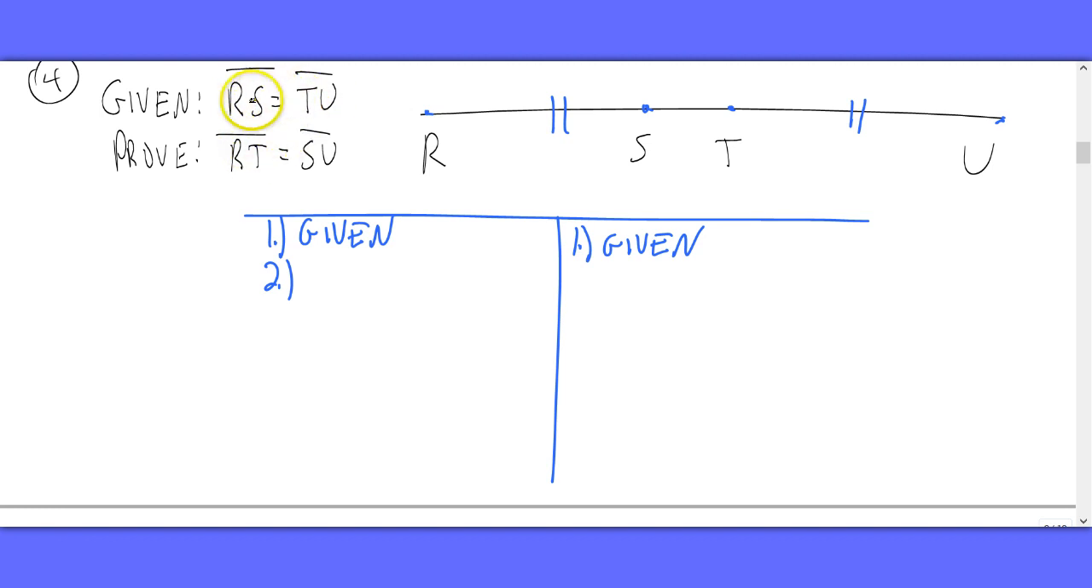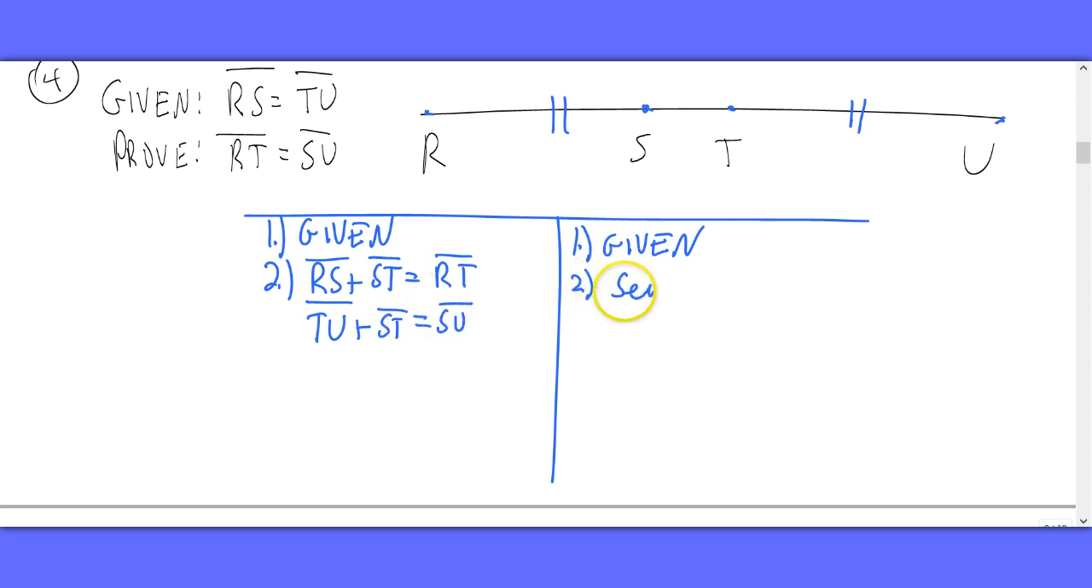However, if I try to combine the given and prove into one equation together, I see that I can do some segment addition. RS plus ST is equal to RT. And I also can say that segment TU plus segment ST is equal to segment SU. And again, that is the segment addition postulate.